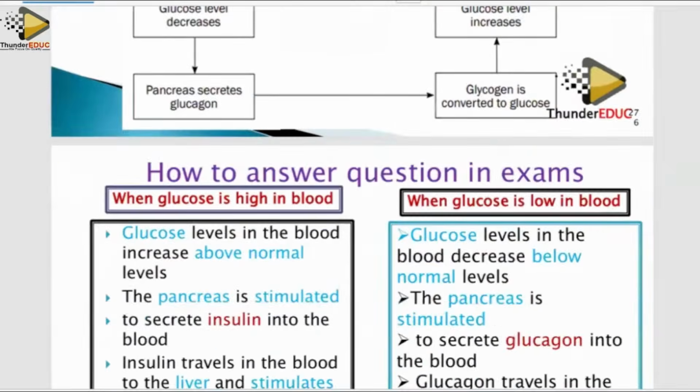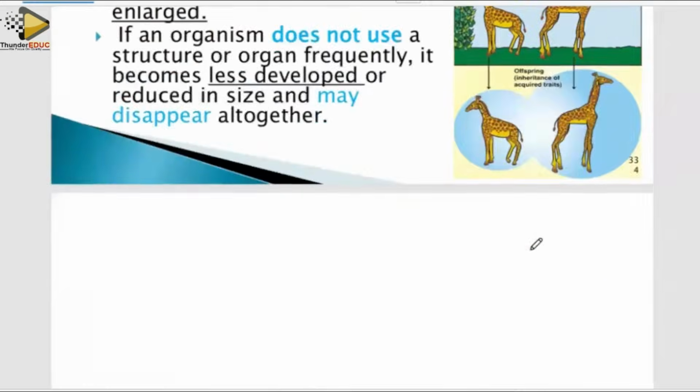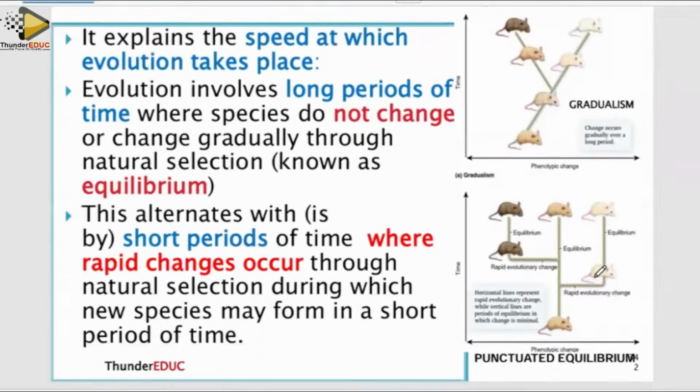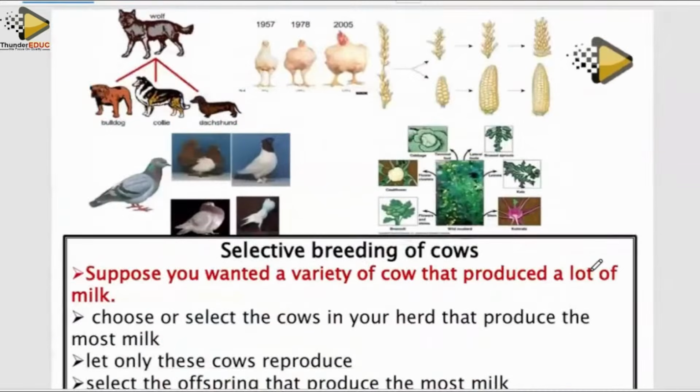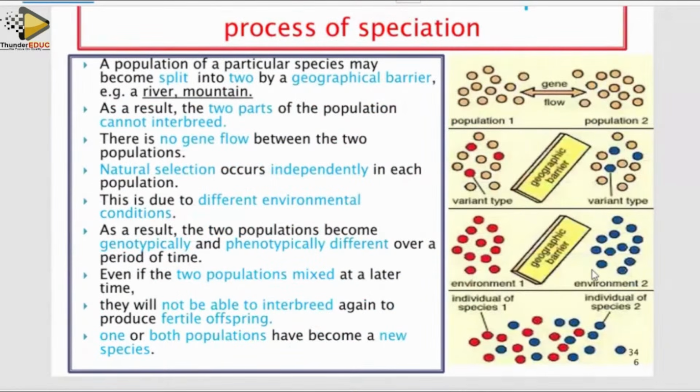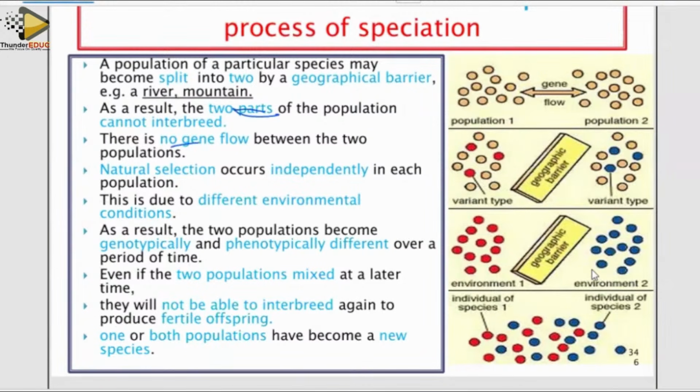So if we look at it here in our distinction material book, we see that this is the speciation you're supposed to talk about. There's one population of a particular species, exactly like this, split into two by a geographical barrier, river, mountain, whatever, resulting in two parts of this population. You understand? And then there is no gene flow between these two populations.